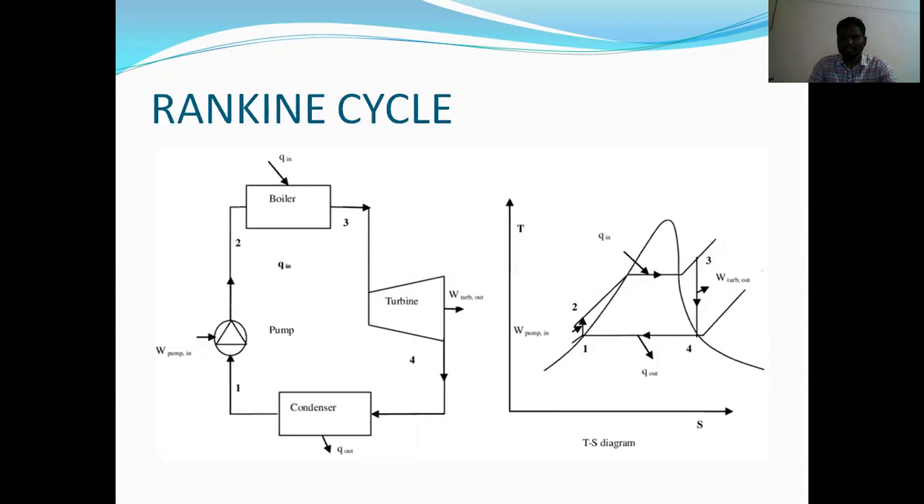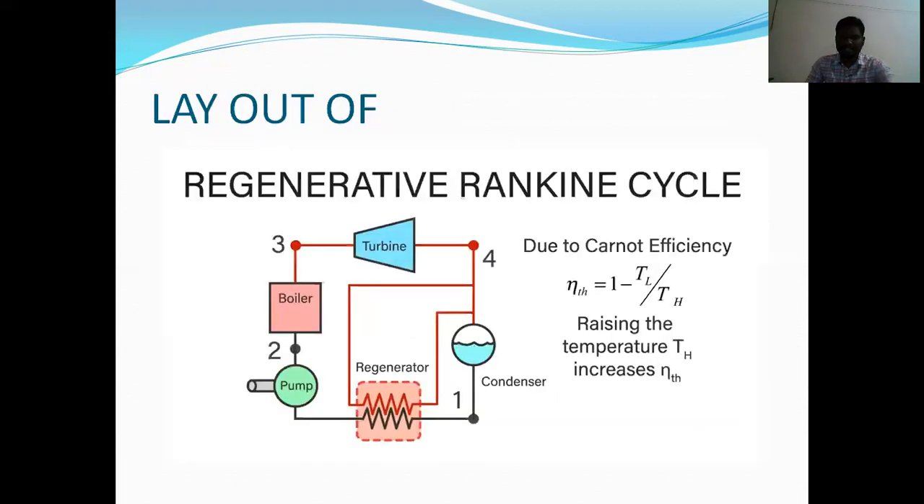In the basic Rankine cycle, the basic components are boiler, turbine, condenser, and pump. And the basic Rankine cycle consists of four processes: constant pressure heat addition, isentropic expansion, constant pressure heat rejection, and isentropic compression. This is the Rankine cycle, and we have already seen it in the previous class. In this class, we are going to see the regeneration cycle and the differences between the basic Rankine and regeneration cycle.